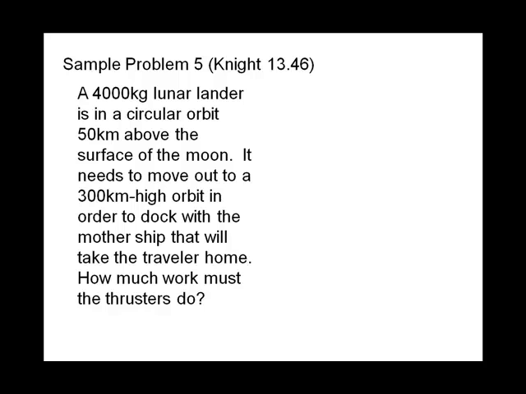Here's a problem that comes from our textbook. It's problem 46 out of chapter 13. Okay, we've got a 4-ton lunar lander. It's in a circular orbit 50 kilometers above the surface of the moon. The lander needs to move out to a 300-kilometer high orbit in order to dock with the mothership that will take the traveler home. How much work must the thrusters do? Okay, so remember, work is an energy, so we're asking how much energy must be burnt in our thrusters in order to boost that lunar lander to a higher orbit.